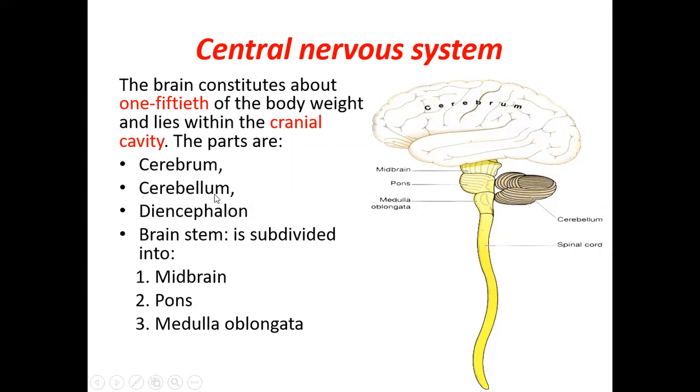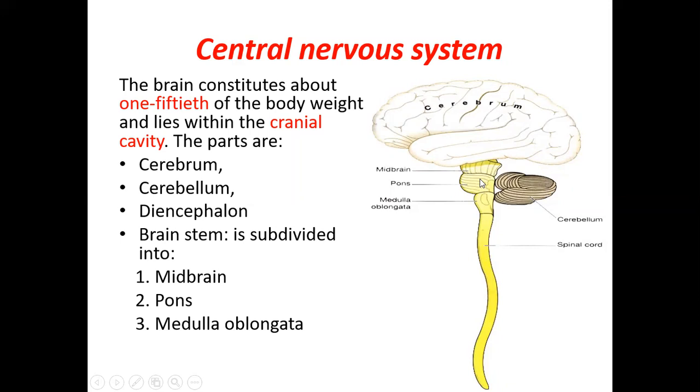Then we have the diencephalon. Inside it there are some important nuclei: thalamus, epithalamus, and hypothalamus, all included in the diencephalon. Then we have the brain stem. It acts like a stem between the cerebral hemispheres and the spinal cord, so it connects them.